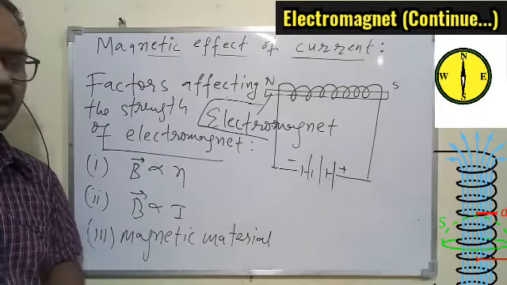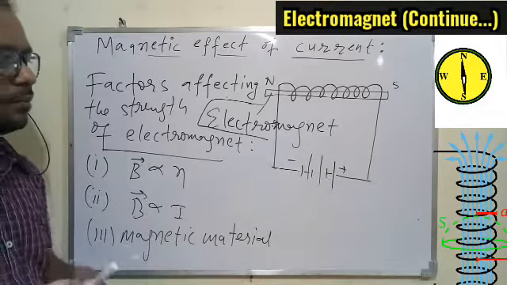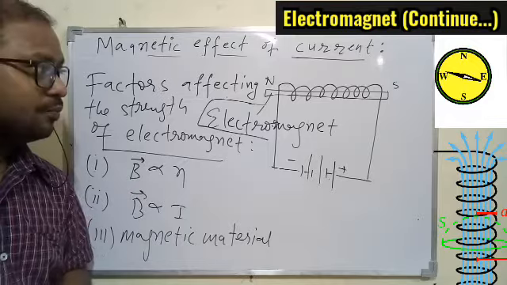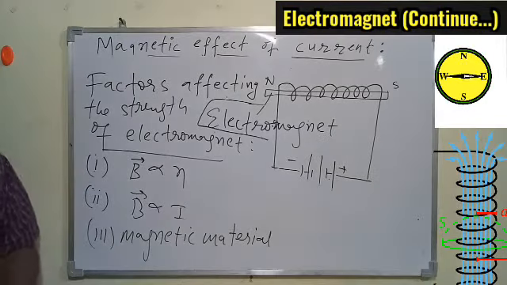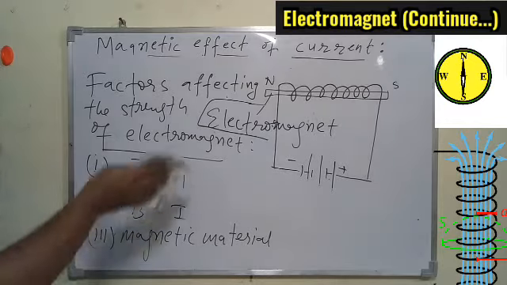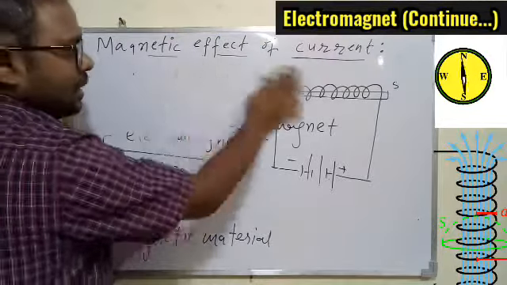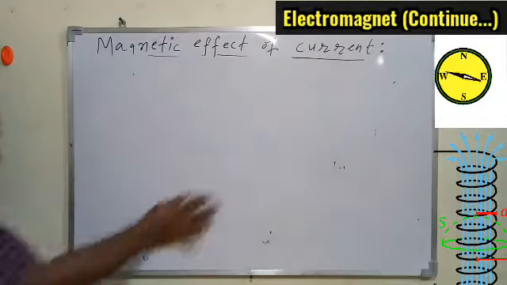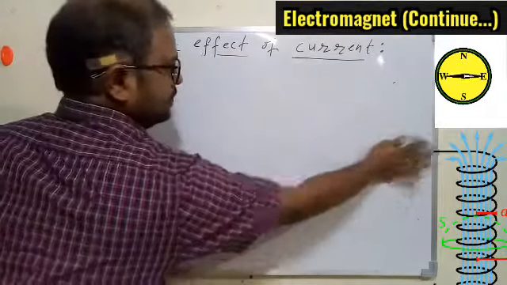One thing you can search out: if you have to convert this temporary electromagnet into a permanent electromagnet, what should be done? For that you can do some research work. That is not a part of this class 10, but still you can find out, and if you have any doubt, you can discuss with me. I am always there to help you, even if it is beyond the syllabus.